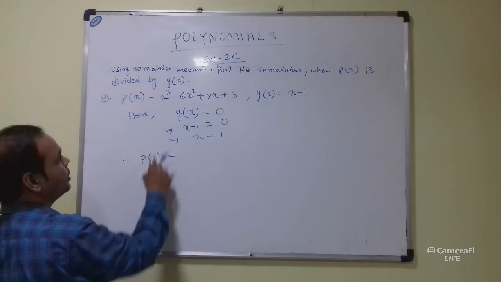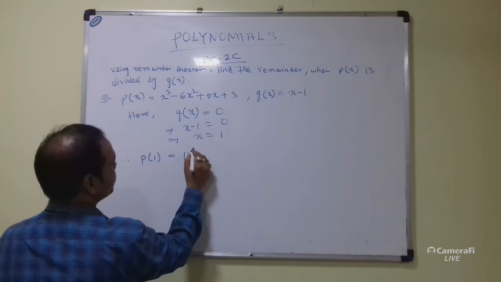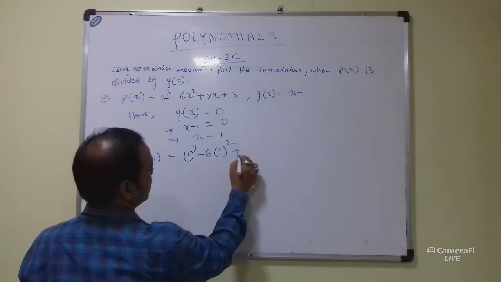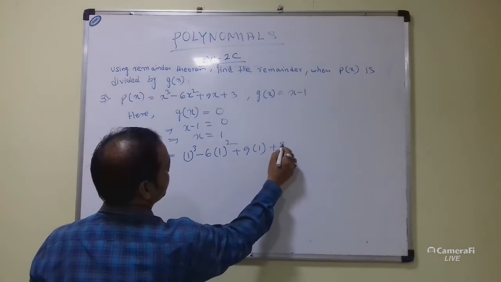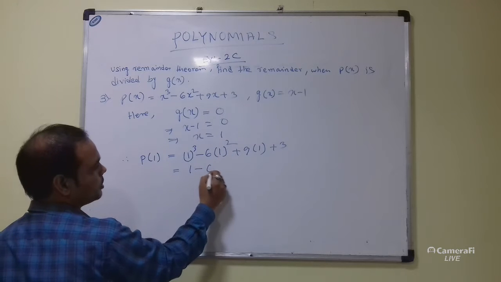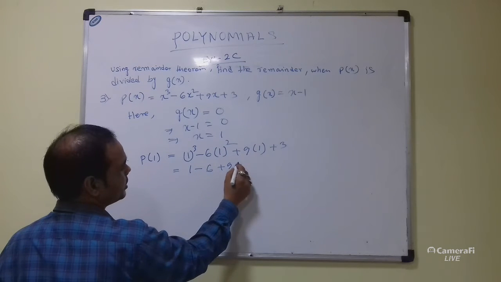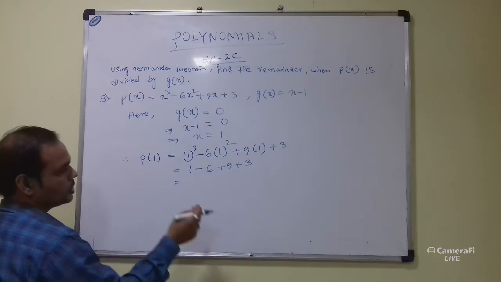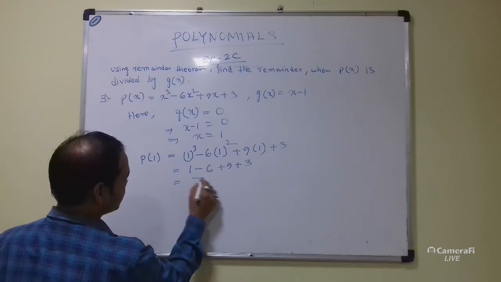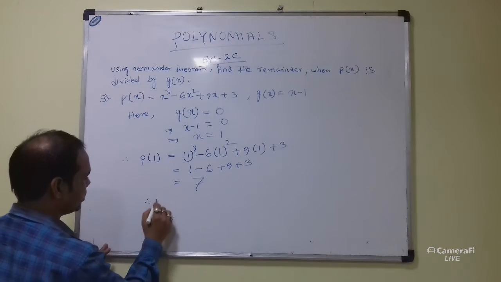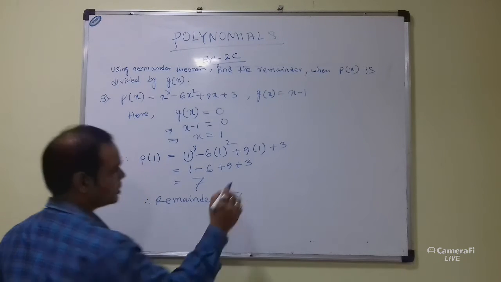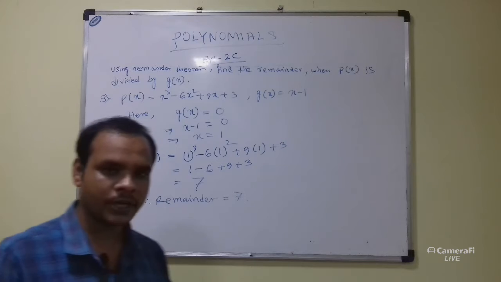P(1): x cube means 1 cube, minus 6 into x square means 1 square, plus 9 into x means 1, and plus 3. Now 1 cube means 1, 6 into 1 square means 6, 9 into 1 is 9, plus 3. So 9 plus 3 is 12, 12 plus 1 is 13, 13 minus 6 is 7. Therefore the remainder is equal to 7. It's very simple, students, I hope you understood.